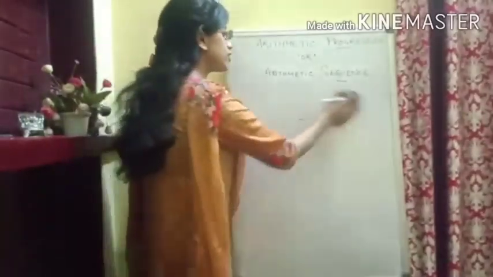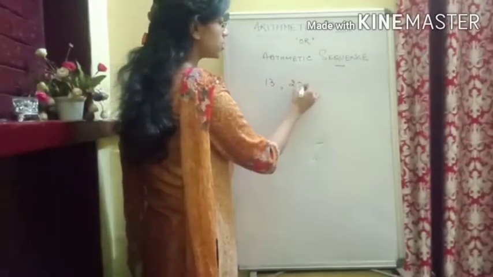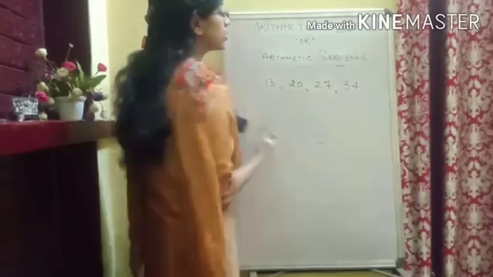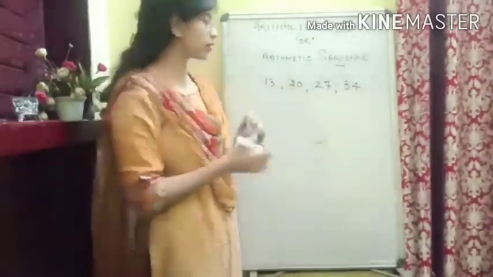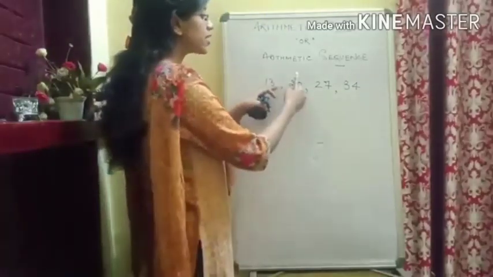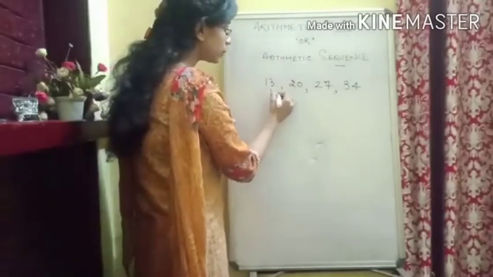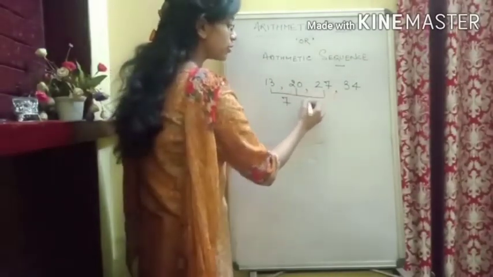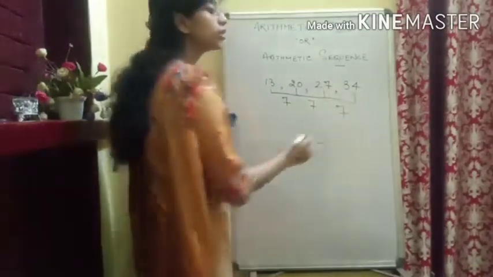Such kind of progression, where you are adding something to get the next number, is known as the arithmetic progression. Okay, if I take another sequence like 13, 20, 27, 34. This is again a group of numbers and they are following a particular pattern. Every time we are adding 7 to each number to get the new number. Like 13 plus 7 will give you 20. 20 plus 7 will give you 27. 27 plus 7 will give you 34.